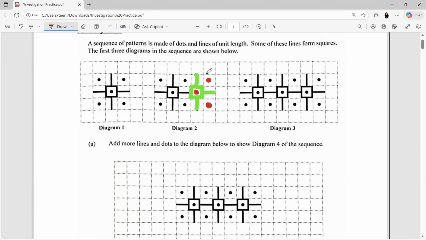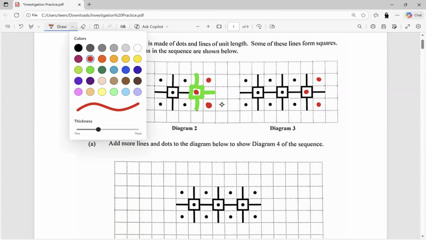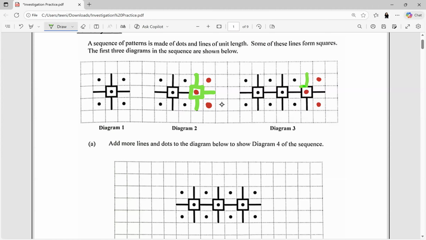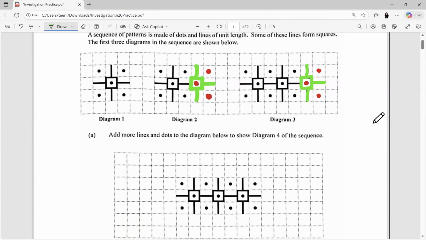In the second diagram, you had your first diagram plus 7 new lines and 3 new dots. In your third diagram, the same thing is being added: 3 new dots and 7 new lines. So that's the pattern there. In each new diagram, 7 new lines are being added and 3 new dots are being added.